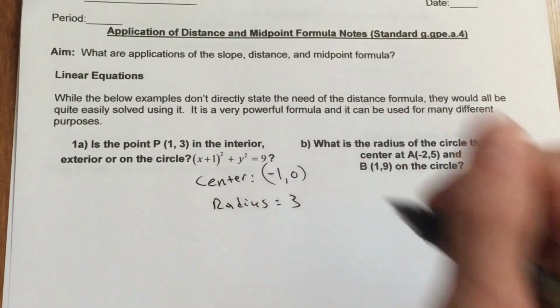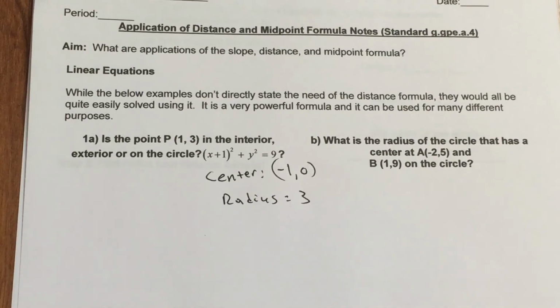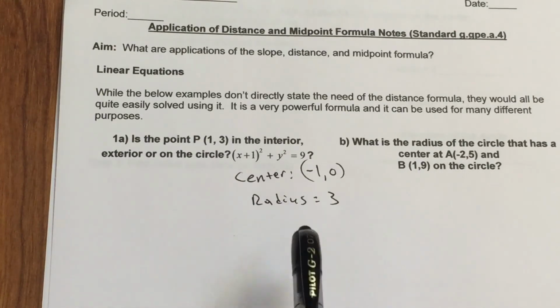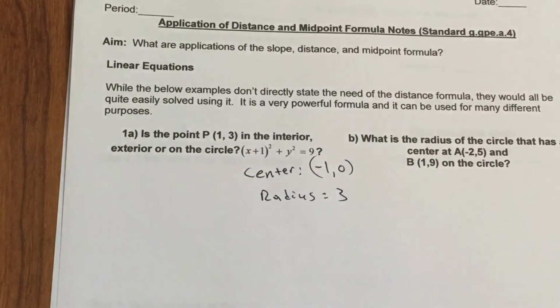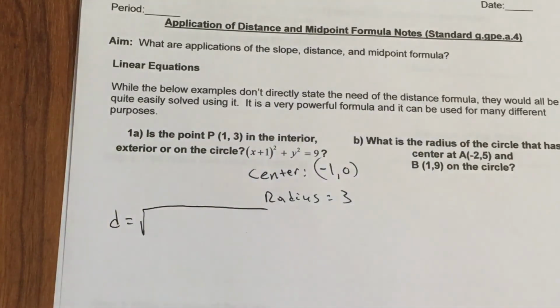If you're not sure how I'm coming up with that, you might want to go back and review the equation of a circle notes. Now, knowing the radius and knowing the center, what this question is really asking us is, this point, how far away is it from the center? The radius represents the distance from the center of a circle to any point on the circle. So really, if I can find the distance of point P to the center, I can compare that to the radius. So let's see what that looks like. Setting up our distance formula that we covered yesterday.